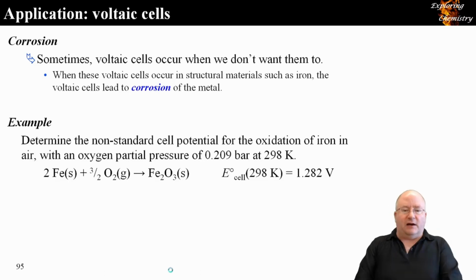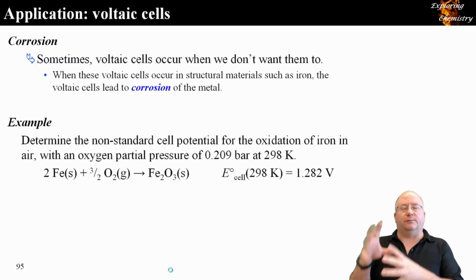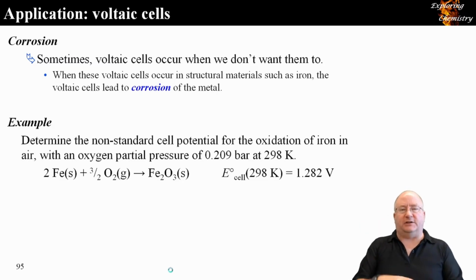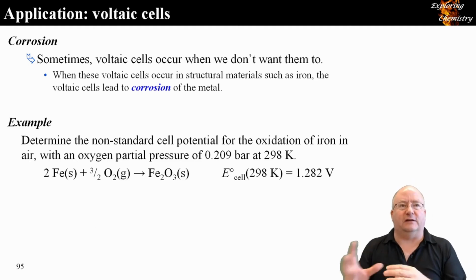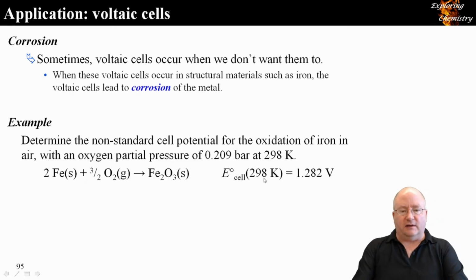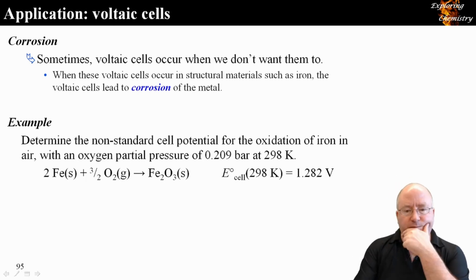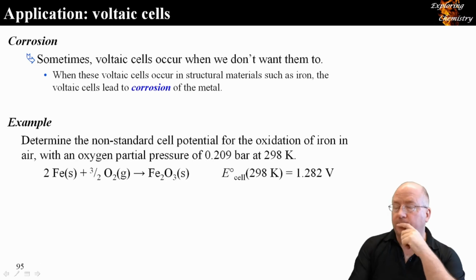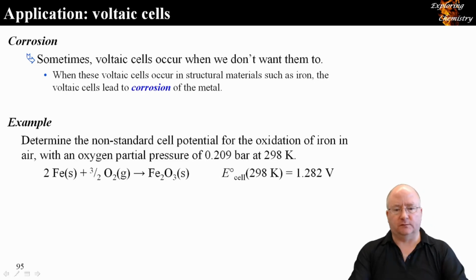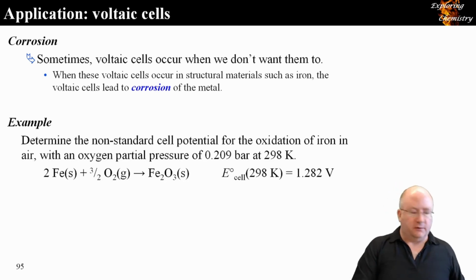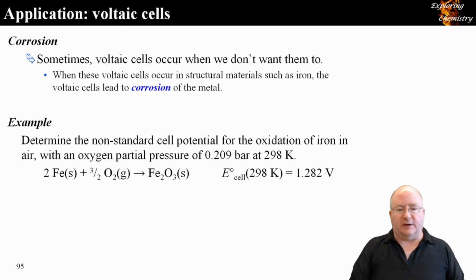Now, given that oxygen is 0.209 bar, and oxygen is a reactant, would you expect the non-standard cell potential under these conditions to have a lower potential or a greater potential? Should it be less than 1.28 volts or greater than 1.28 volts, given that the oxygen partial pressure is 0.209? Think of it as a driving force. Is it going to have a greater driving force, or a lesser driving force, given that this is 0.209 bar rather than 1 bar? Greater or less? Greater, greater. A couple people are saying that it's going to be greater.